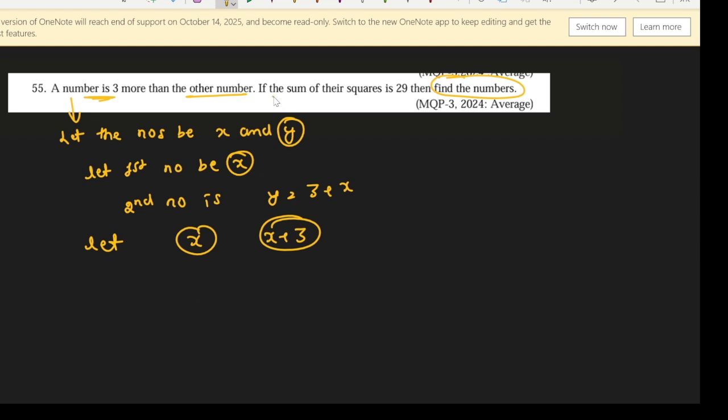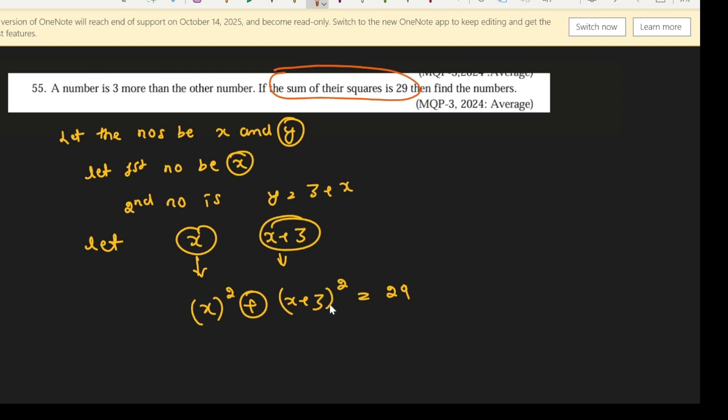Now the statement is that the sum of their squares is 29. See, first of all, the sum keyword is there, so we have to add, right? This indicates addition. Along with that, square is also given. I have translated this statement into an equation: the sum of their squares is 29. So this is nothing but x square plus x plus 3 whole square, that is x square plus 9 plus 6x, is equal to 29.